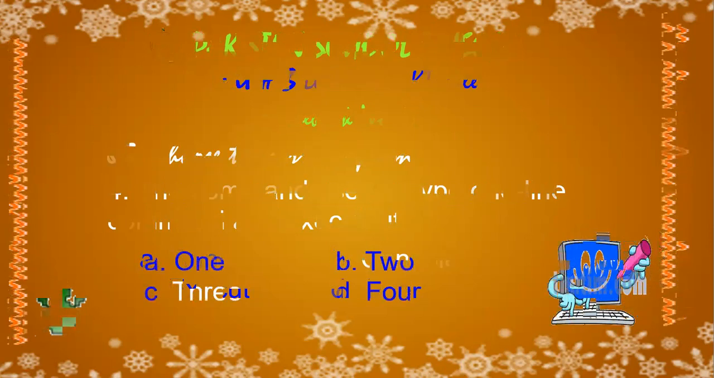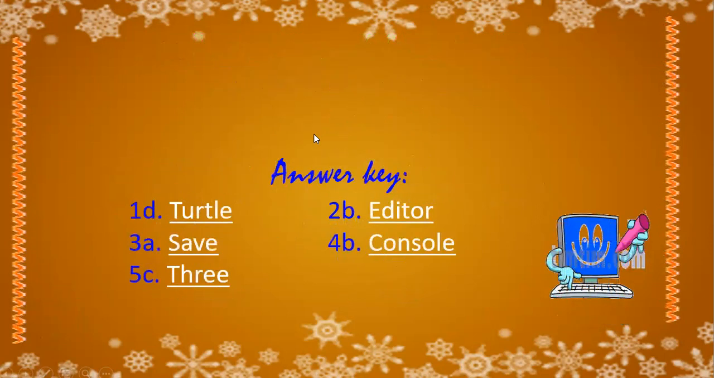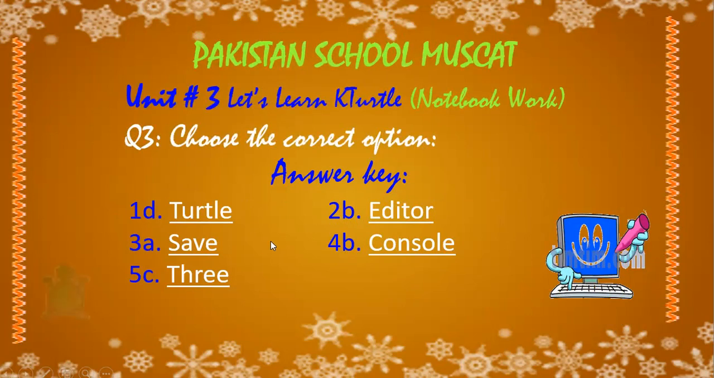Now we move on to the last part for today. Here we have the 5th question, and that's about the main screen of KTurtle. We have discussed it many times before, and you want to revise it again and again. The main screen of KTurtle is divided into dash parts. In how many parts? Yes, you have given me a correct answer. C part is the correct answer. It is divided into 3 main parts. So remember, it's a notebook work. You need to write these questions in your notebook. Here we have the answer key, and you need to tally your answers.